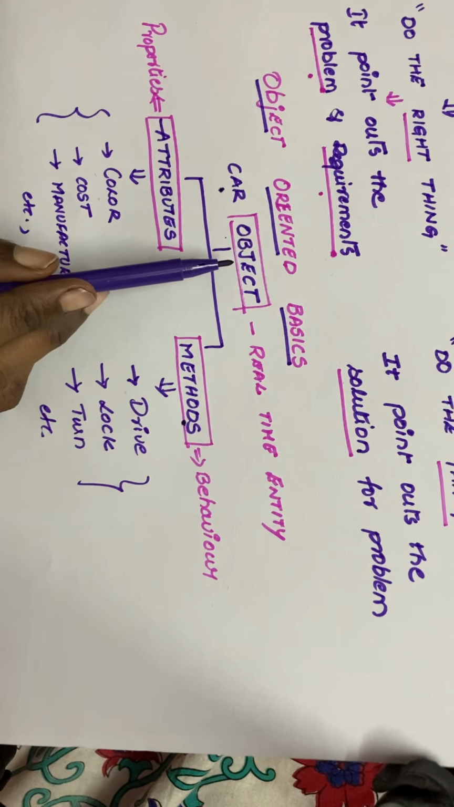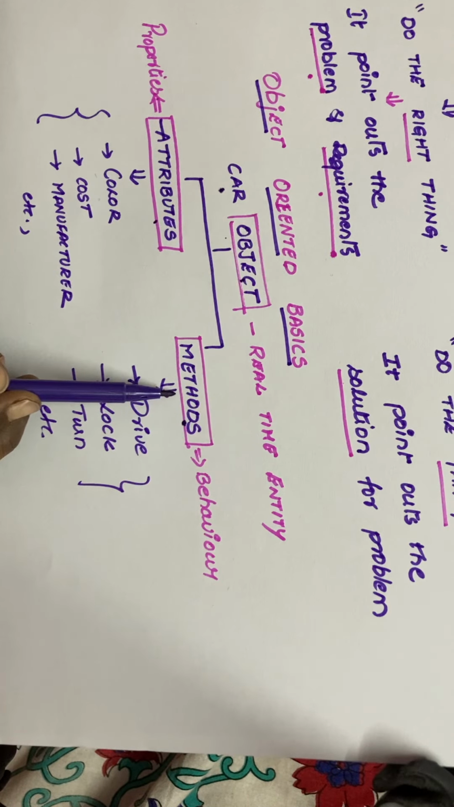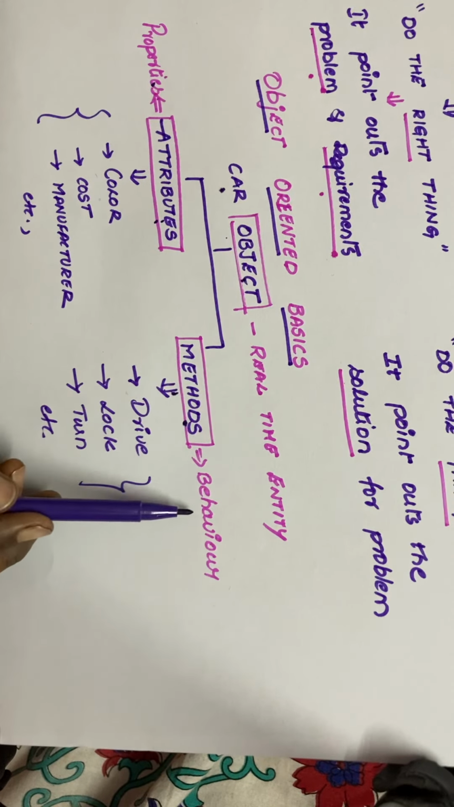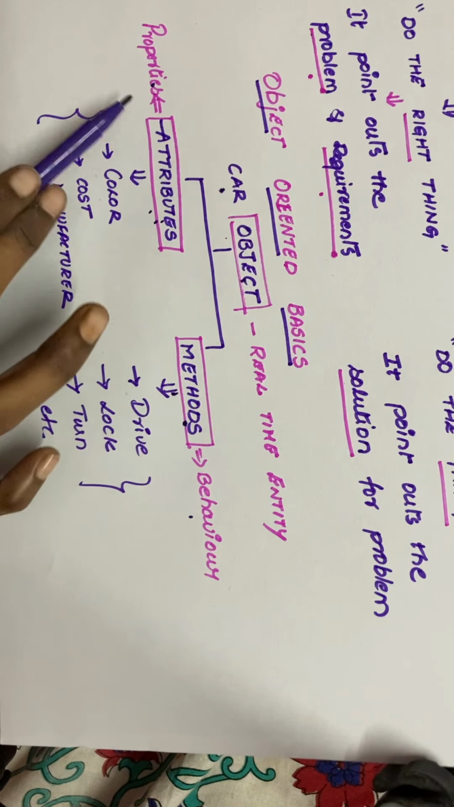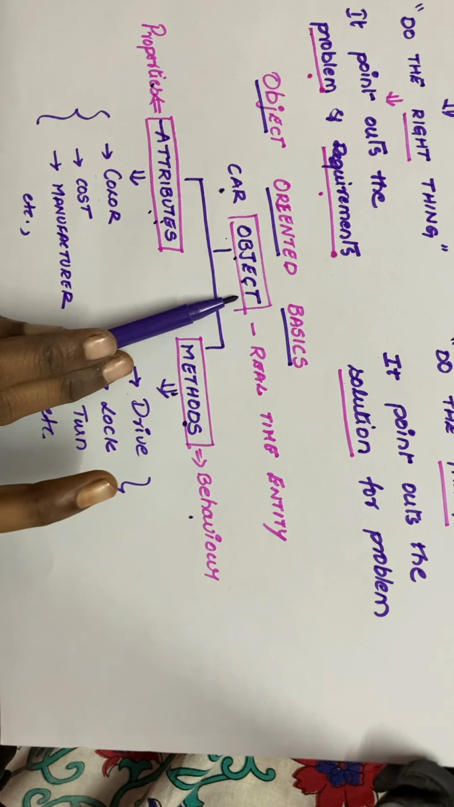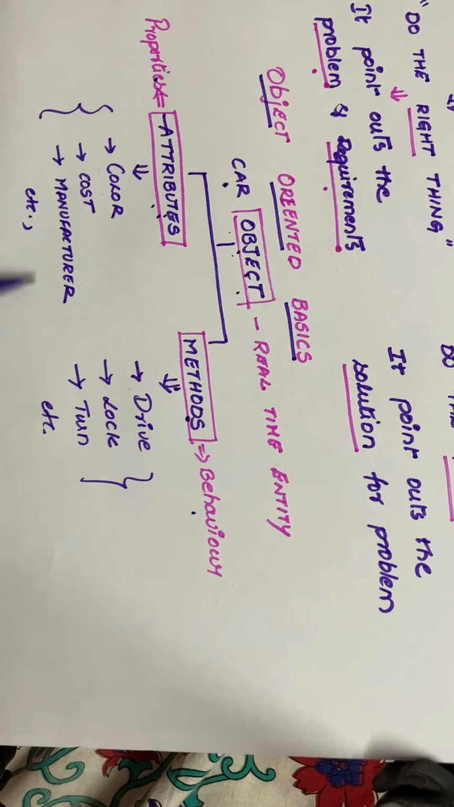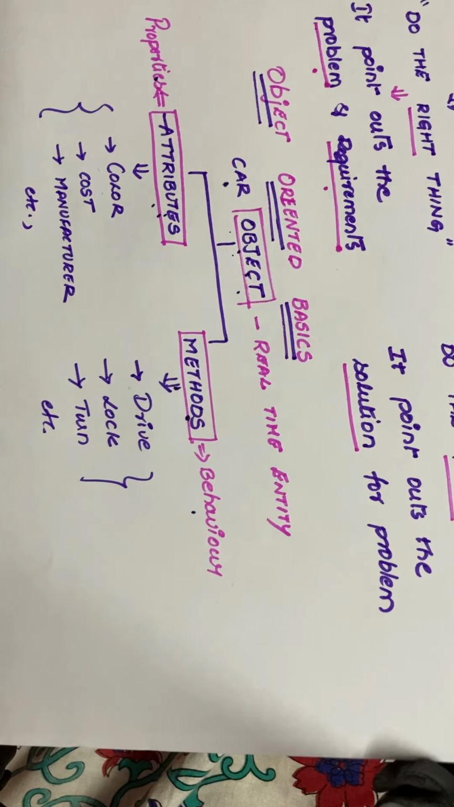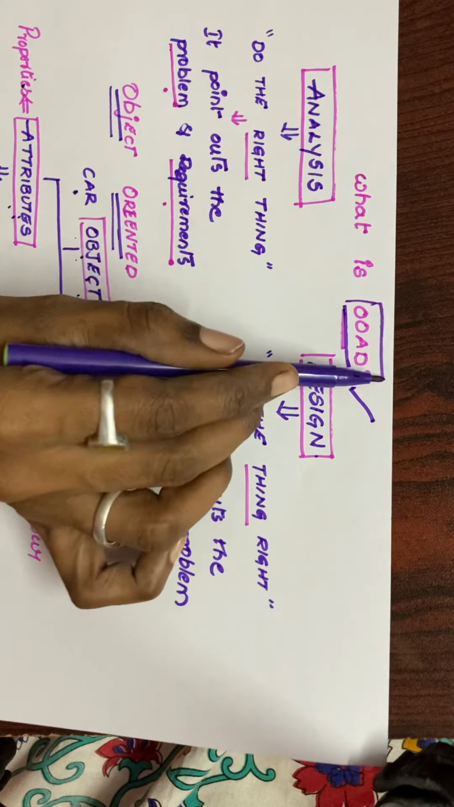So an object has two things called attributes and methods. Attributes are properties and methods are behavior. Attributes tell about the properties of the object, and methods tell about the behavior of the object. An object is a real-time entity. All these come under the basics of object oriented. Now let's see what is OOAD.